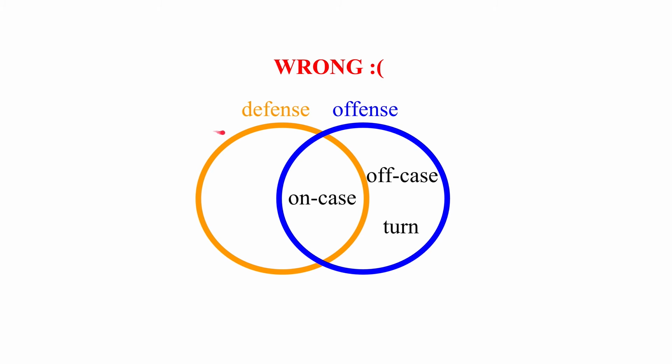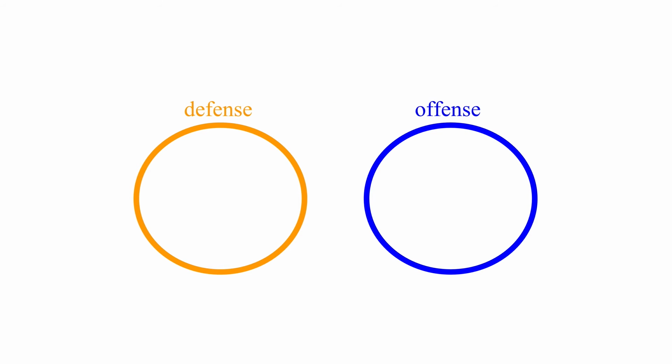The first problem with this way to label a diagram is that it shows the defense circle and the offense circle as overlapping. But we know that can't be the case because defense and offense by definition are mutually exclusive. An argument is either offense or defense. It can't be both. And so if we were to represent those two sets as circles, those circles could not overlap. They would have to be completely separate.